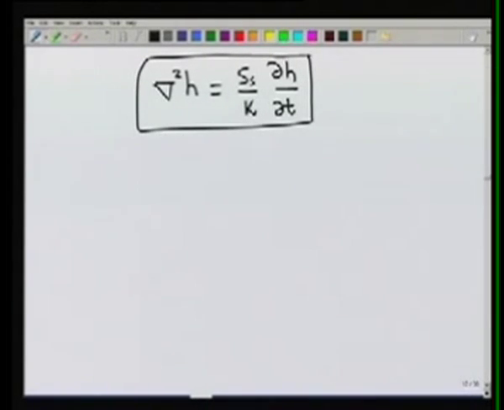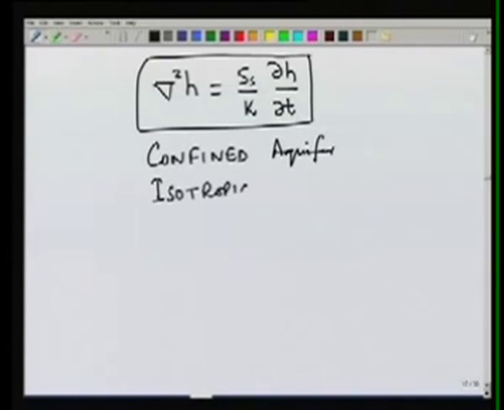This equation represents, we have made some assumptions, so I will write them here. First assumption is that it's a confined aquifer. Second assumption which we have made is that the aquifer is isotropic. That's why we have here only K. Otherwise, we will have Kx, Ky, Kz, three different terms which will be included in this.